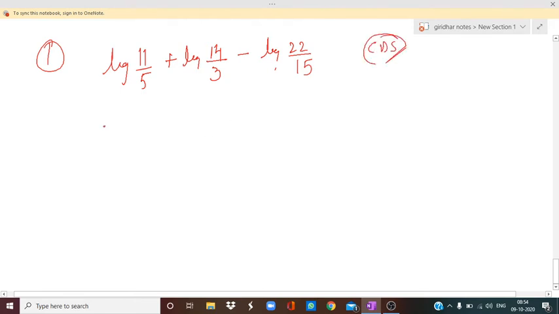Now I am taking some of the problems which once came in CDS. There is a question that came in the CDS exam: find the value of log 11 by 5 plus log 14 by 3 minus log 22 by 15. So I believe it's a doable one.